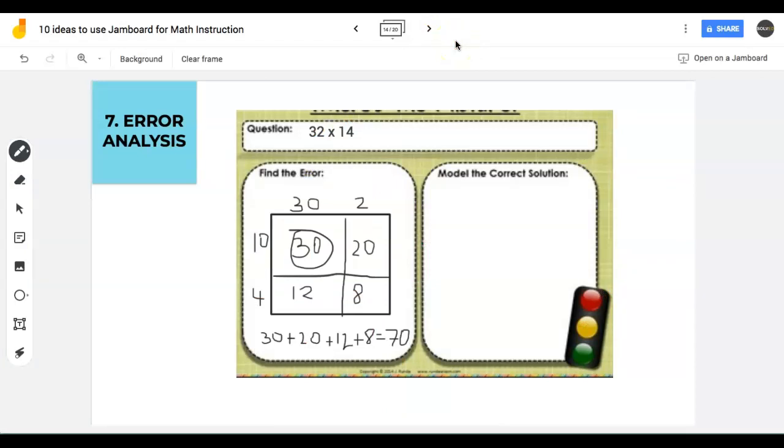Number 7, error analysis. A great way to engage your students in higher level thinking is have them identify errors in processes. So one way which you could do on Jamboard is to post pictures of errors that you have made or that students have made and have them analyze it and correct the situation themselves. They could use the markers to identify the errors and to point them out to you.